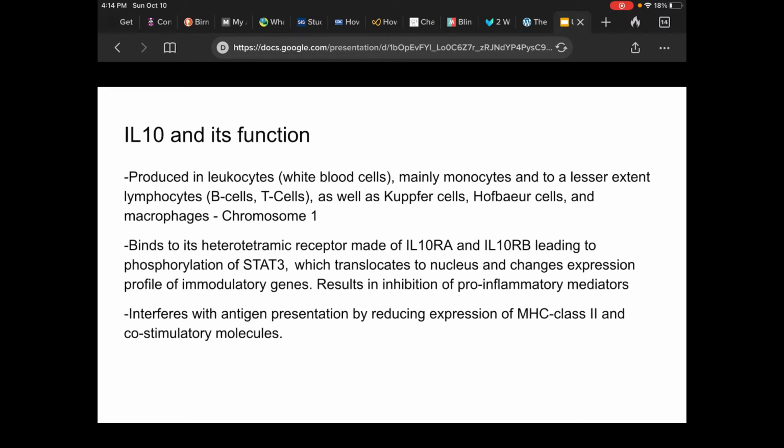IL-10 is encoded in chromosome 1, and it is produced mainly in leukocytes, or white blood cells, although other cells such as Kupffer cells, Hofbauer cells, and macrophages also produce it.